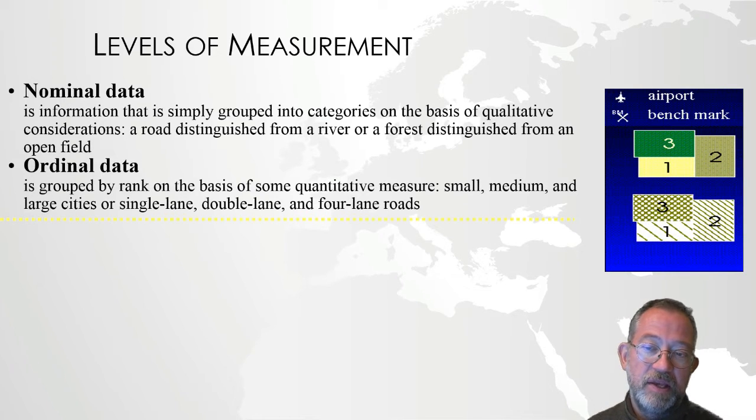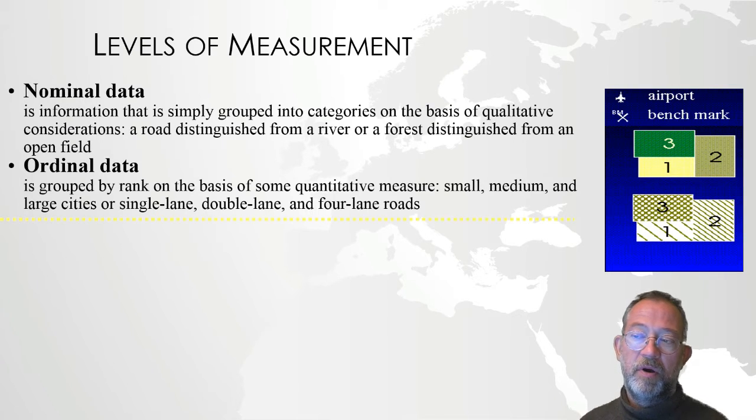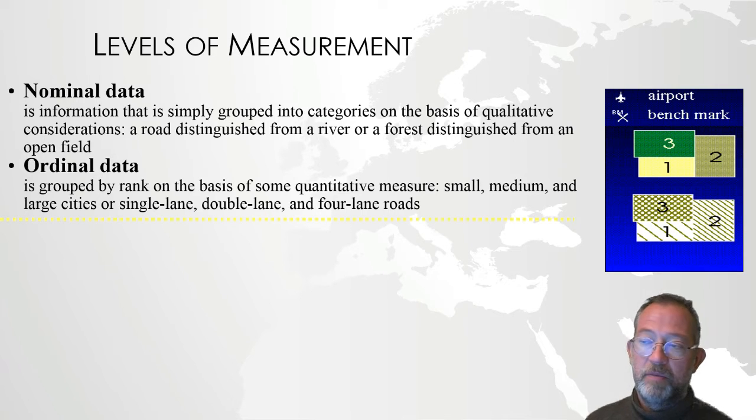Ordinal data is grouping of phenomena where there is some form of scale, from small, medium, large, from hamlet to village to town to city, from dirt track to secondary road to primary road to dual carriageway to motor road. All of these things have some form of internal ordering. A motor road is more than a primary road, and a primary road is more than a dirt track. But how much? That can't be quantified.